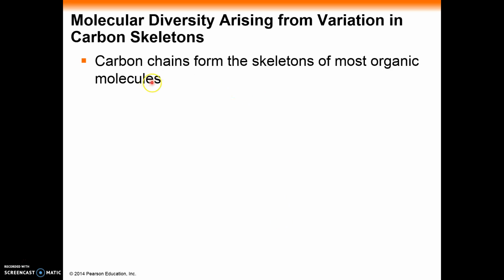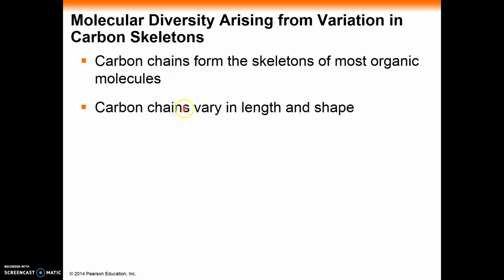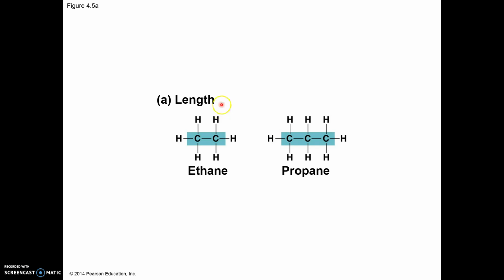All right, so this diversity that arises from these variations in carbon chains builds most organic molecules, right? So what can we do with these carbon chains? Well, we can vary the chains by length, and we can vary them by shape, okay? We can do a lot of different things. So, for example, we can vary the length. So here's 2 carbons long, called ethane. Here's 3 carbons long. This is called propane. Eth meaning 2, pro meaning 3.